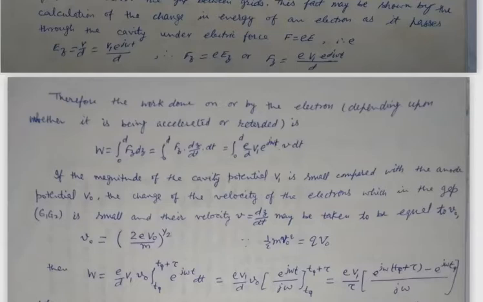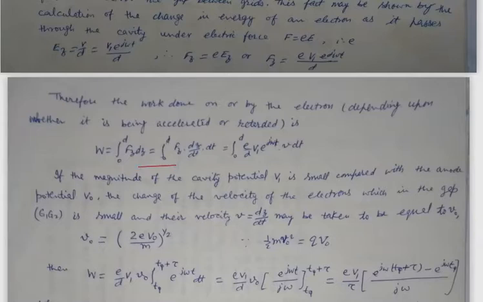So the work done is calculated by W equal to the integral between 0 to t of Fz dz. If we multiply and divide by dt, then this expression will become Fz into v dt, since dz over dt will be velocity. Now we substitute the value of Fz, which is E V1 over D into e raised to the power j omega t, into v dt, and integrating between 0 to D.